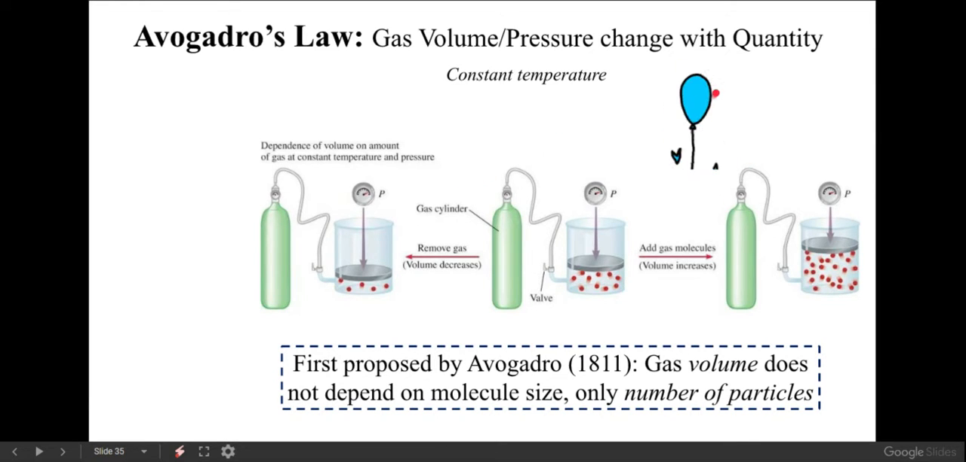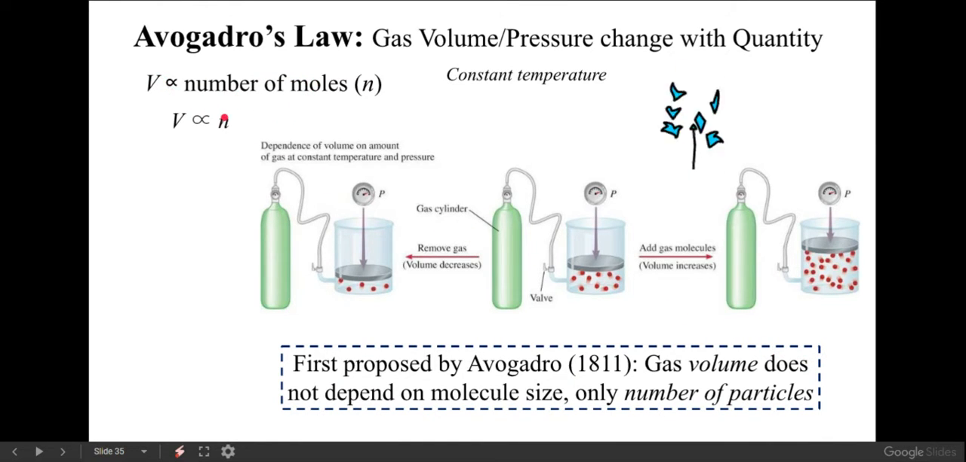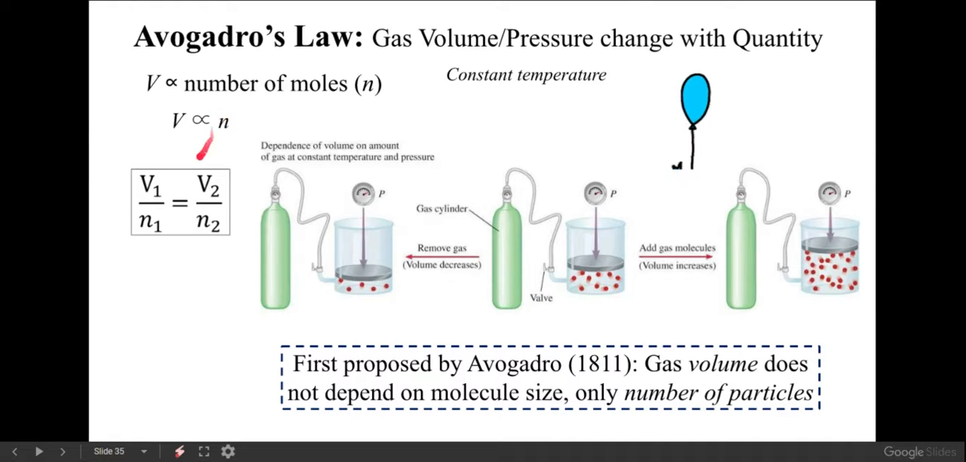As you blow more and more air into it, it's not because you've lowered the pressure, it's not because you've increased the temperature, it's because there's literally more particles of gas crowded into that same space. So Avogadro first determined that the volume of a gas does not depend on its identity, on its molecule size, or how many atoms, only the number of particles. So we can say the number of particles is determined by moles, n, and as the moles go up, the volume goes up. Again, this one is linear when you plot them together.